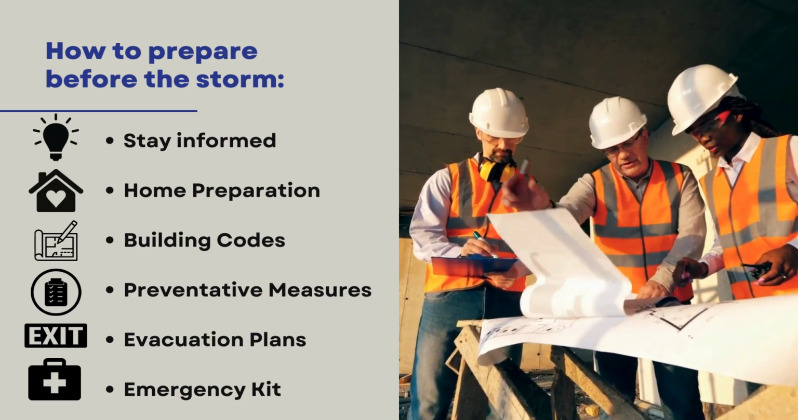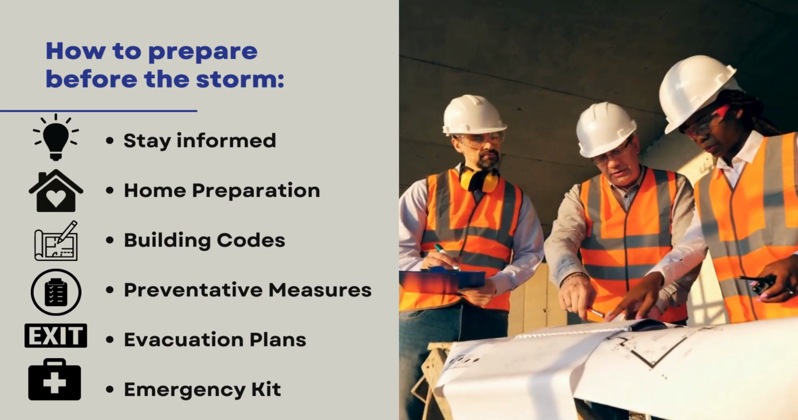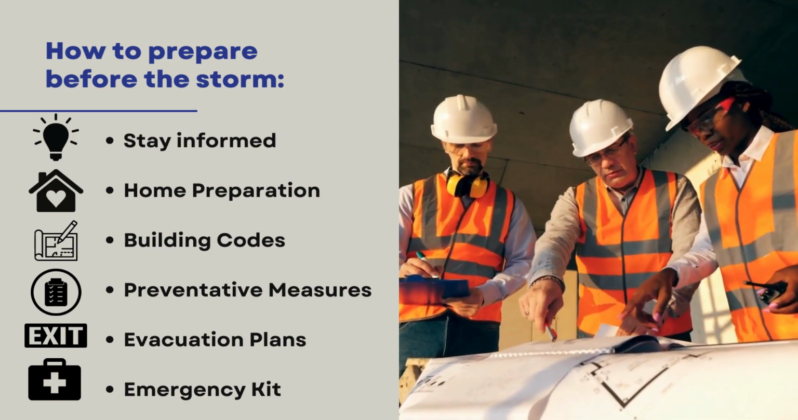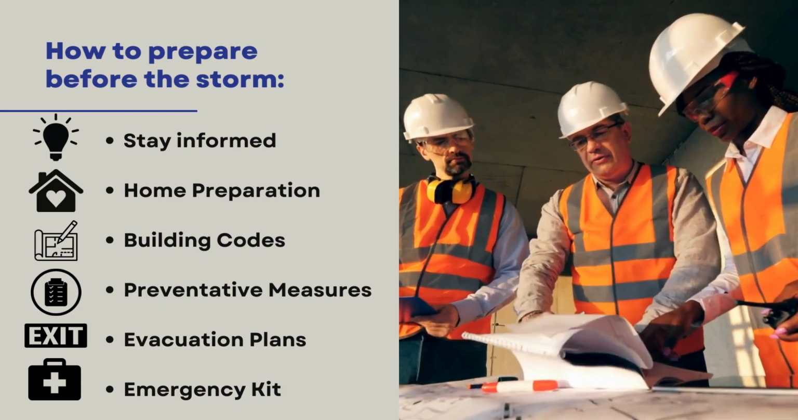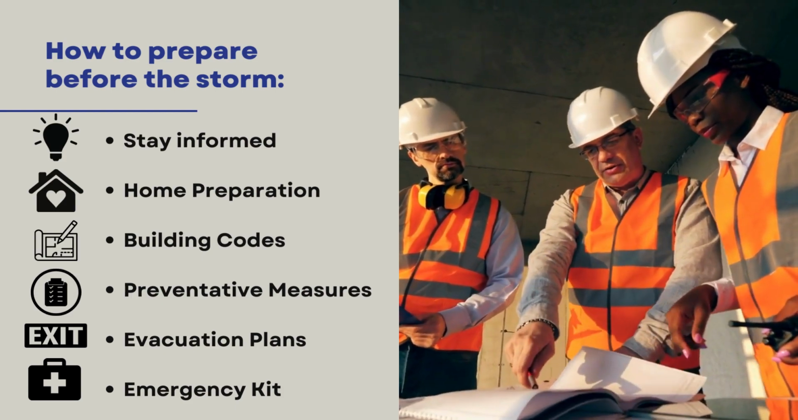Building codes. Building codes that mandate hail-resistant roofing materials and window coverings in hail-prone areas. Strong building codes can significantly reduce structural damage. Preventative measures. Take preventative measures to protect your property.